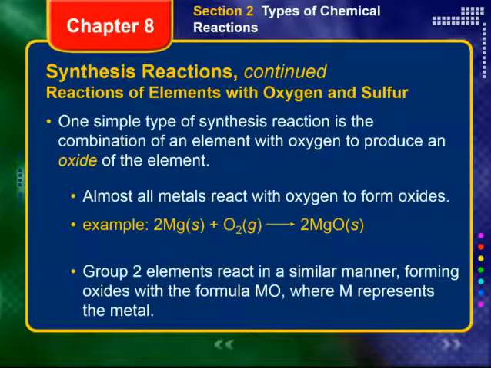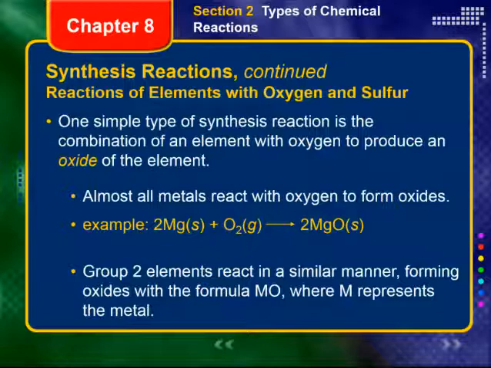Continuing on with synthesis reactions. You're going to have to identify, remember, 3 different types of synthesis reactions. Well, we have reactions of elements with sulfur and oxygen here. One simple type of synthesis reaction is a combination of an element with oxygen to produce an oxide. You've heard that before. In fact, last chapter we were talking about different oxides of elements. That just means it's bonded with oxygen.